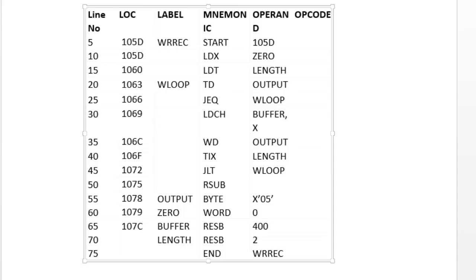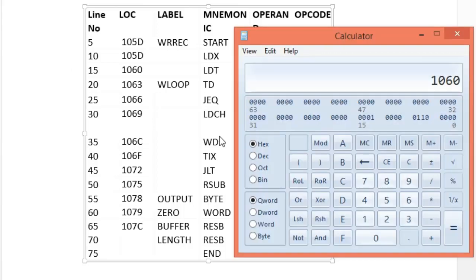Now after 107C, what will be the next address? How to compute the next address? We need to see how much memory is occupied by this buffer. What is buffer? It is RESB, reserve byte. We are reserving a few bytes. How many bytes? We are reserving 400 bytes. 400 in decimal we are specifying there. We need to see what its value is in hexadecimal.